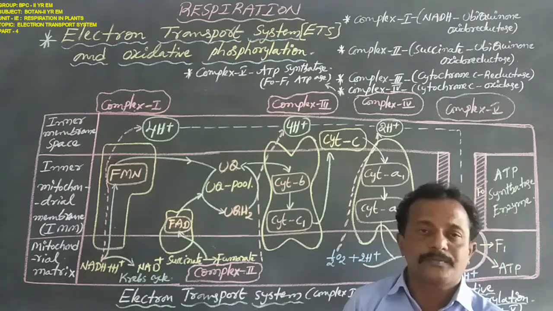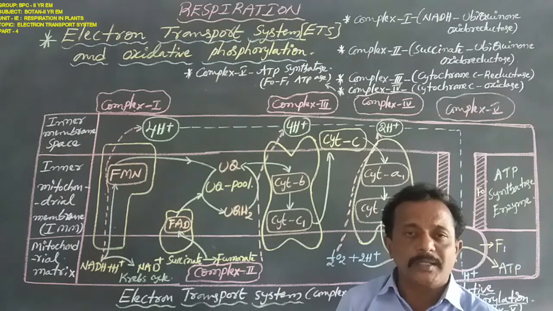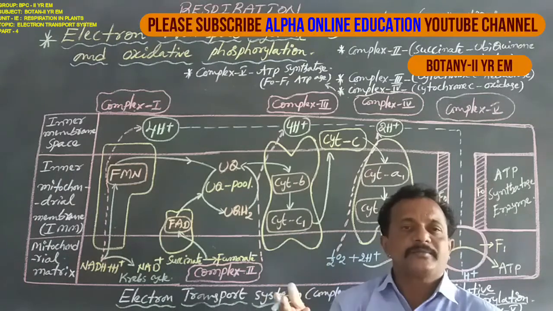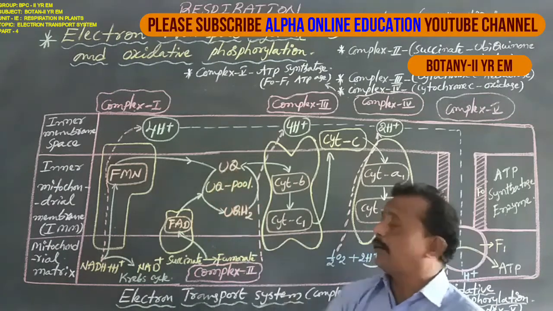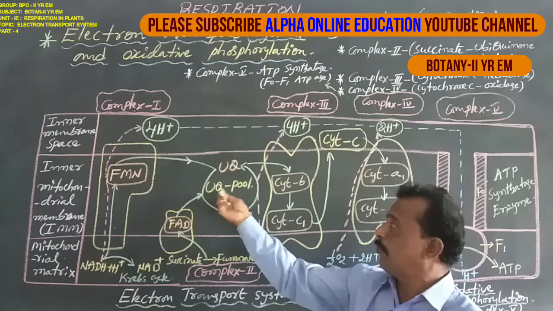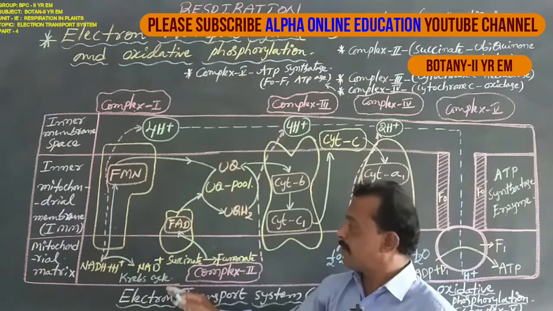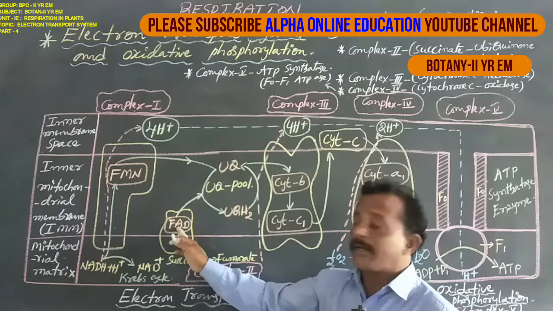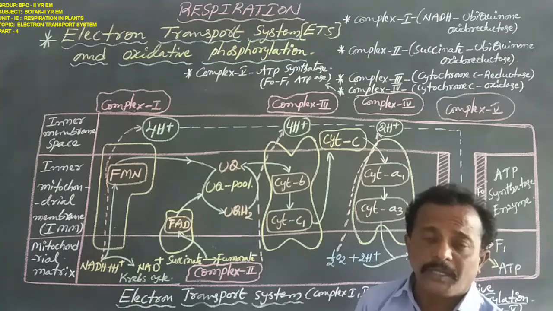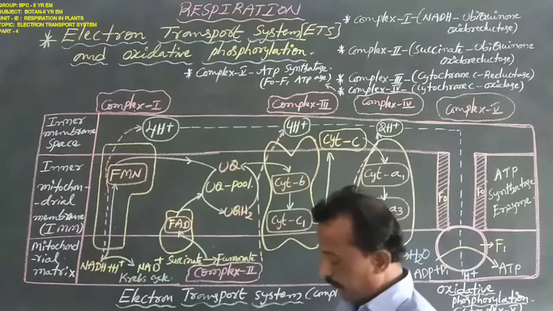Ubiquinone pool. Oxidized ubiquinone gets reduced to ubiquinol, then the reduced form is again oxidized, ubiquinol to ubiquinone. That is the ubiquinone pool. Now, the electrons from complex 1 and complex 2 reach the ubiquinone. Next, complex 3.